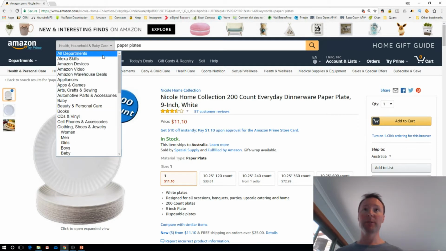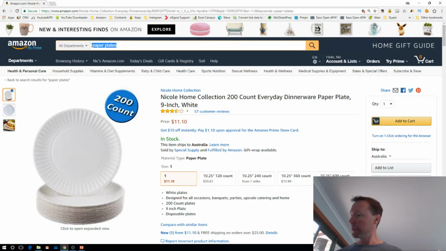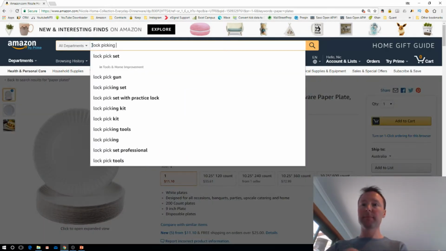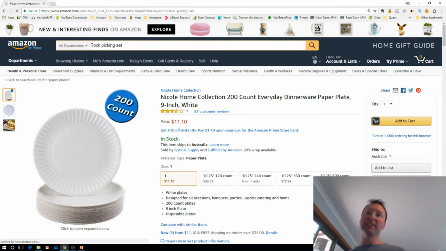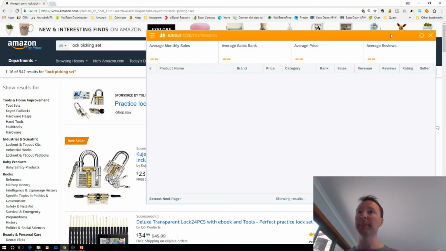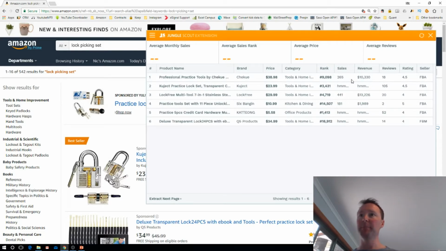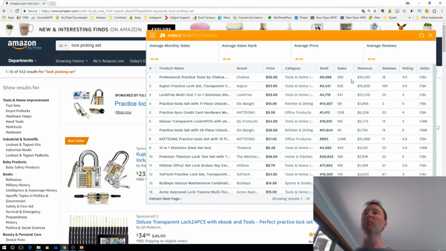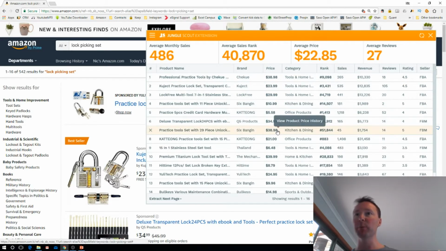Let's go back to all departments again, and we will look at lock picking set. Now, this is a gated product, so you can't sell this product. You'd have to register for it and potentially try and get into it that way. But if we have a look at this, now this is what we want to see when we're looking for a product to sell. So average price, we're looking at around the $30 mark.